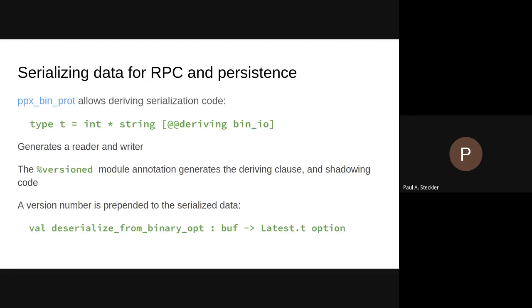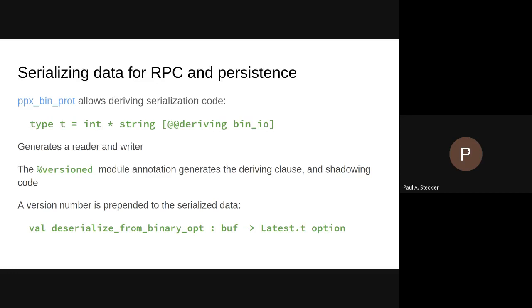Okay, to serialize our data for RPC and for persistence, we're relying on yet another Jane Street library, ppx binprot, which allows deriving serialization code. So if I declare type t int cross string, and add deriving bin_io, that generates for me a reader and writer. And when we have used the version module annotation, it generates the deriving clause as we just saw in the two slides ago, but also some shadowing code. The shadowing code shadows the reader and writer.